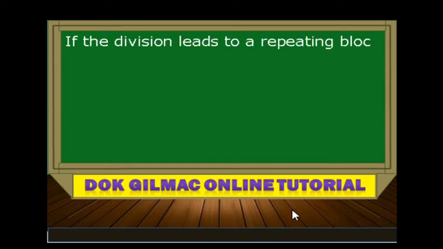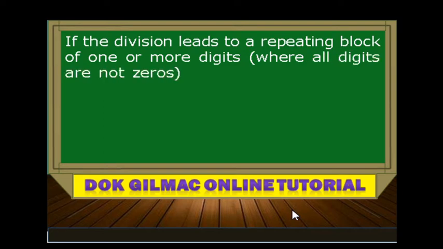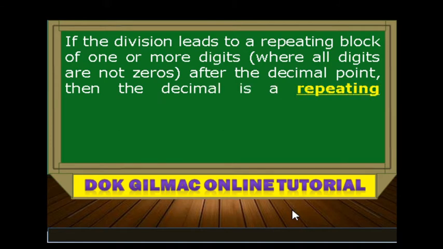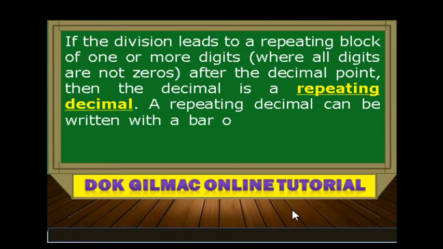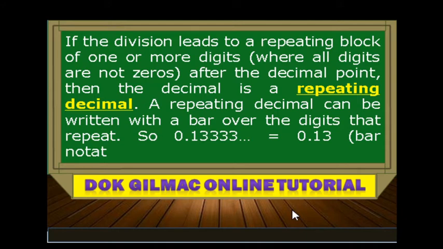If the division leads to a repeating block of one or more digits, where all digits after the decimal point are not zeros, then the decimal is a repeating decimal. A repeating decimal can be written with a bar over the digits that repeat. So 0.1333... is just equal to 0.13 with a bar over the 3. So take note of that.